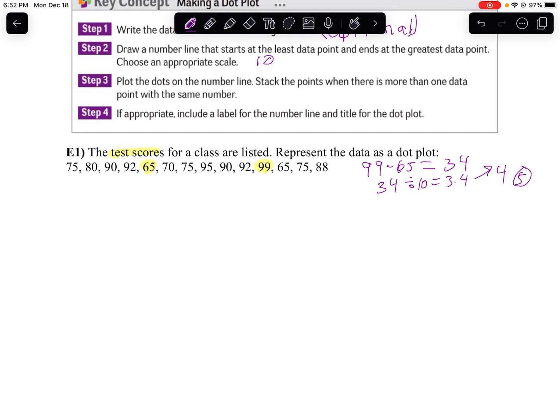So what I'm going to do is make my number line. And I want to make it kind of even, but here's what I'm going to do. I'm going to start at 65, and I'm going to go up by 5s. So 65, that's my lowest test score. And if I count by 5s, that'll take me to 70, won't it?